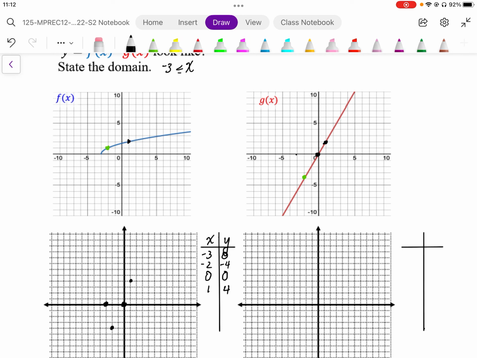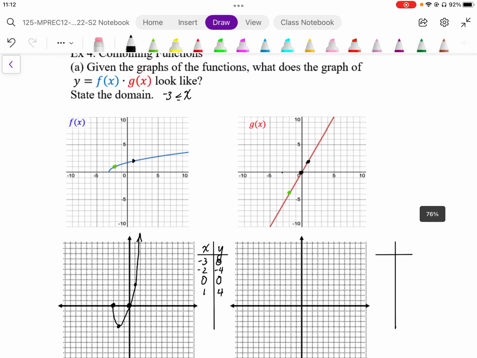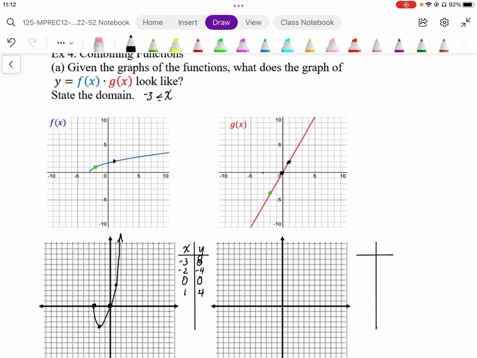It looks like it's going up fairly steeply. Based on my domain, x is greater than or equal to -3, we know it's going to go up like this. We don't exactly know where the vertex is, but we know it's going to come through the 0 and keep going up. So that's what the combined function looks like when we multiply those functions together.